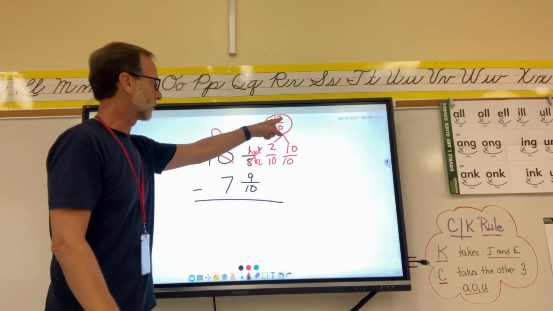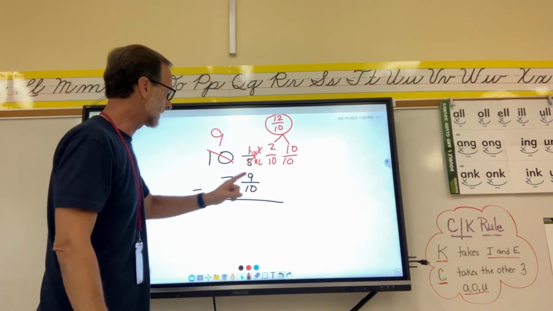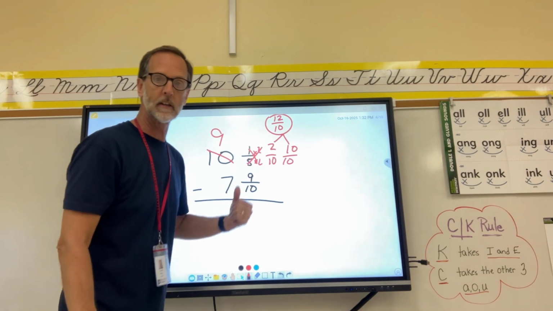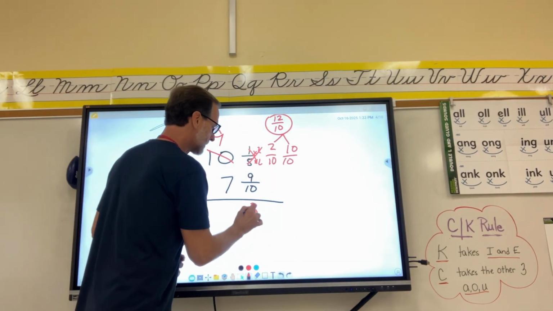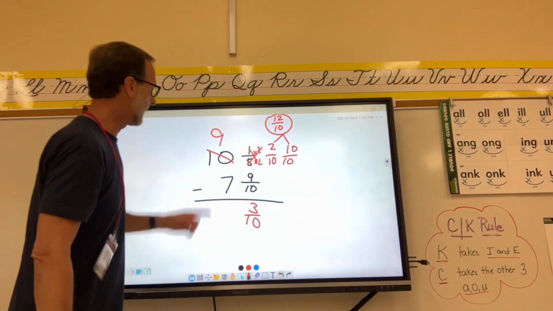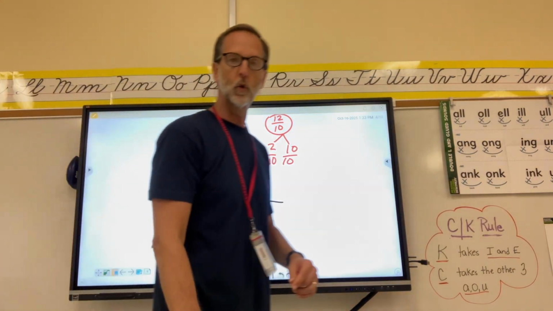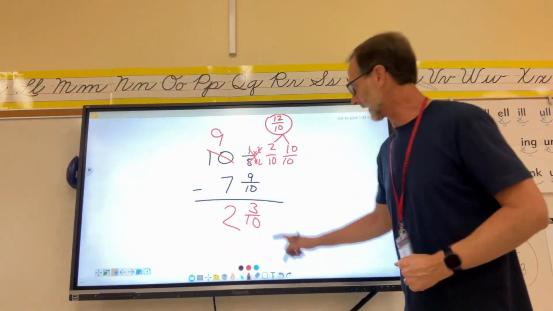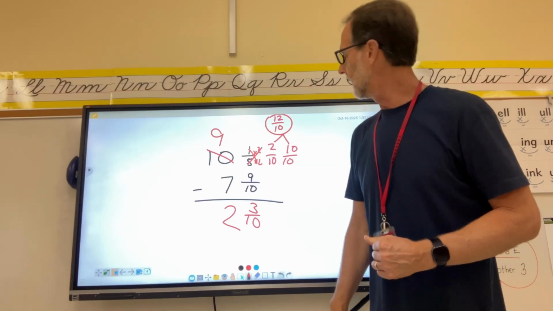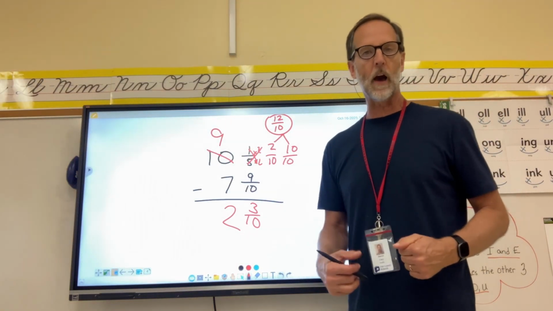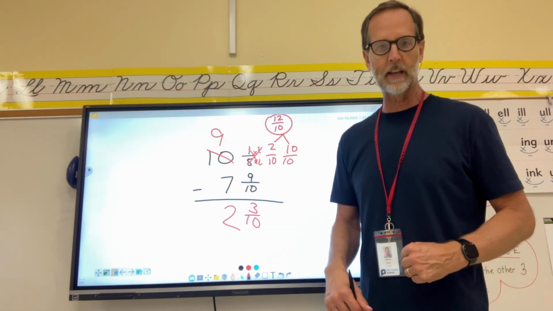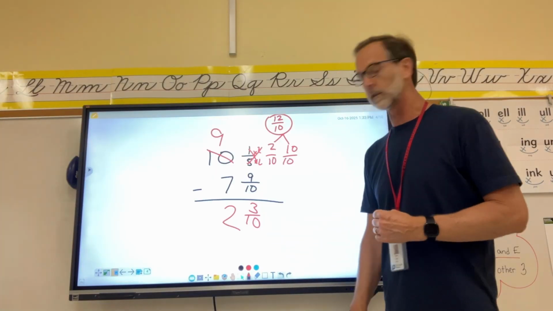Now, I can subtract 12 tenths minus 9 tenths. 12 minus 9 is 3. And I get 3 tenths. 9 minus 7 is 2. And I get 2 and 3 tenths. We always want to check. Can I simplify 3 tenths? I can't. There's no number I can count by where I would get 3 and get 10. So 2 and 3 tenths is my answer.